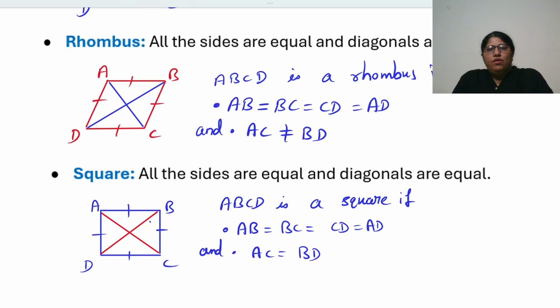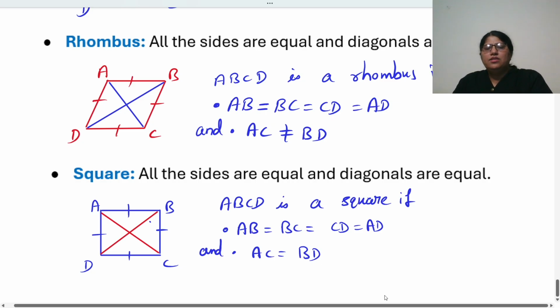To check which kind of quadrilateral it is, there can be four types of quadrilateral. If it's a parallelogram, opposite sides are equal, diagonals are not equal. If it's a rectangle, opposite sides are equal, diagonals are also equal. For a rhombus, all sides are equal, diagonals are not equal. And for a square, all sides are equal and diagonals are also equal. So these are the application based questions.